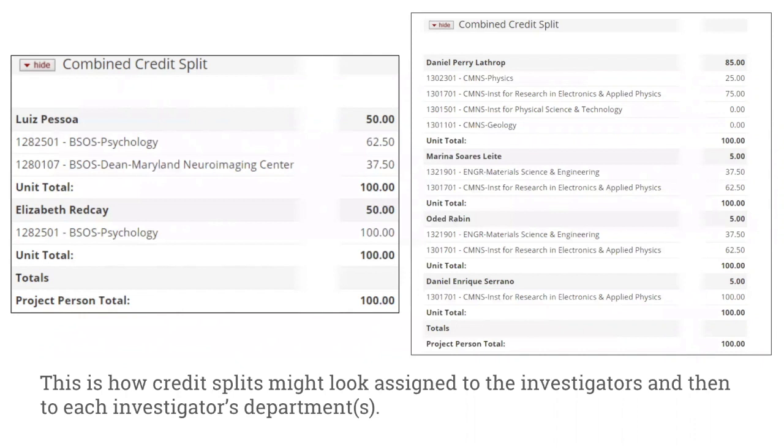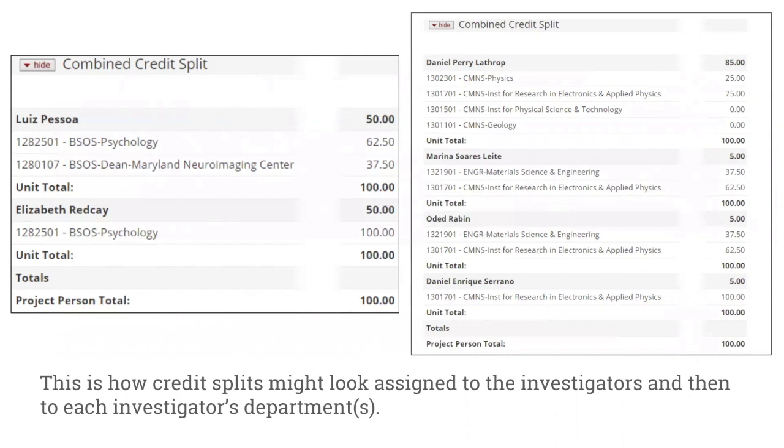On the right-hand side, we have a slightly more complex credit scenario in the fact that this award has 4 different investigators: Dr. Lathrop, Dr. Letty, Dr. Rabin, and Dr. Serrano. And while Dr. Lathrop is getting a preponderance of the credit at 85%, these other 3 investigators are each getting 5%, and each of them has many different units.